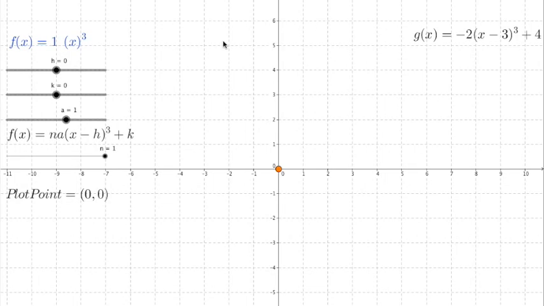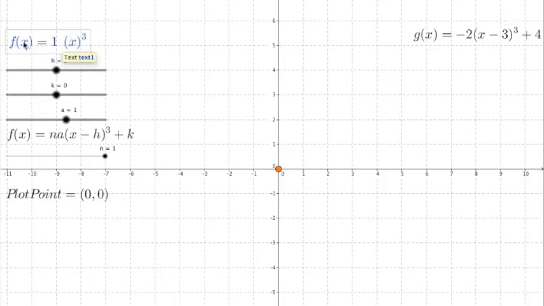This is just a demonstration of the transformation of functions graphically. So here my goal is to graph this g of x function over here, negative 2 times the quantity x minus 3, cubed, plus 4. So the base function here is x cubed.